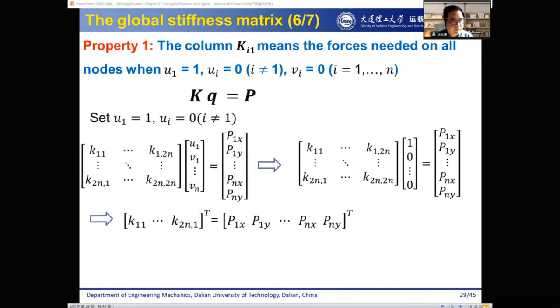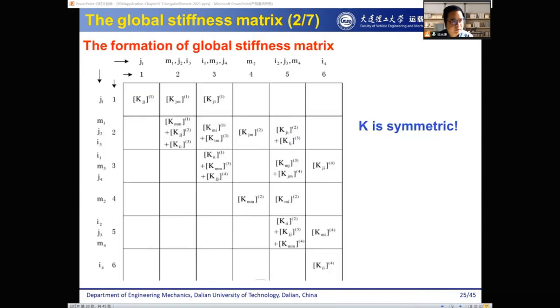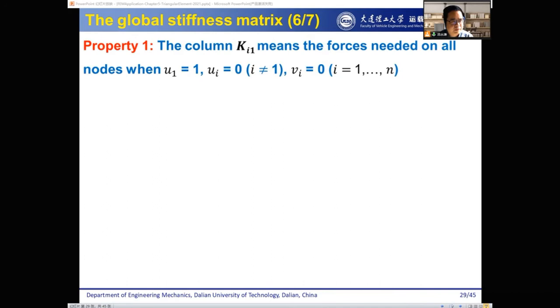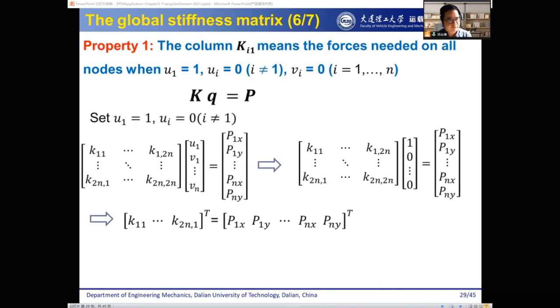and then the other property for the global stiffness matrix is, here we talk about the physical meaning. So the first, the column Ki1, it means the force needed on all nodes when U1 equals to 1, Ui equals to 0, and Vi equals to 0. Okay, so this is similar to the bar element. We have already mentioned this. How do we get the physical meaning of this? Okay, so if we set up those to 0, and then Ki1 will be equal to the force. So then, Ki1 equal to the force when those conditions are met.